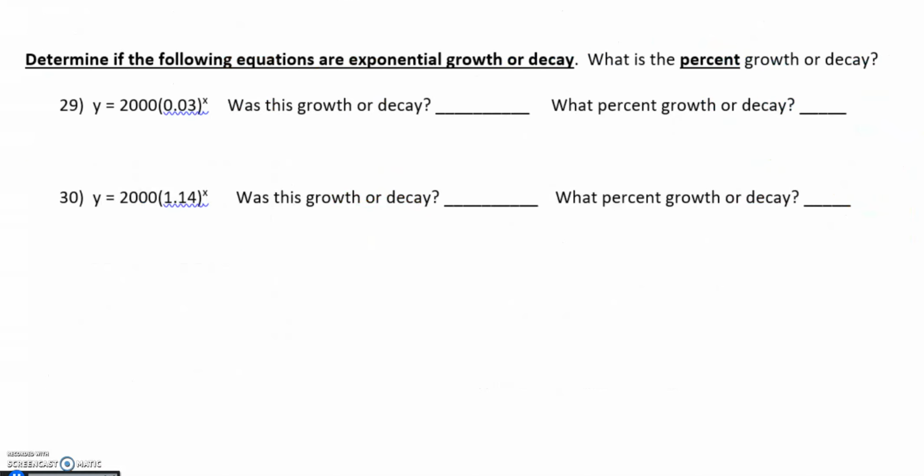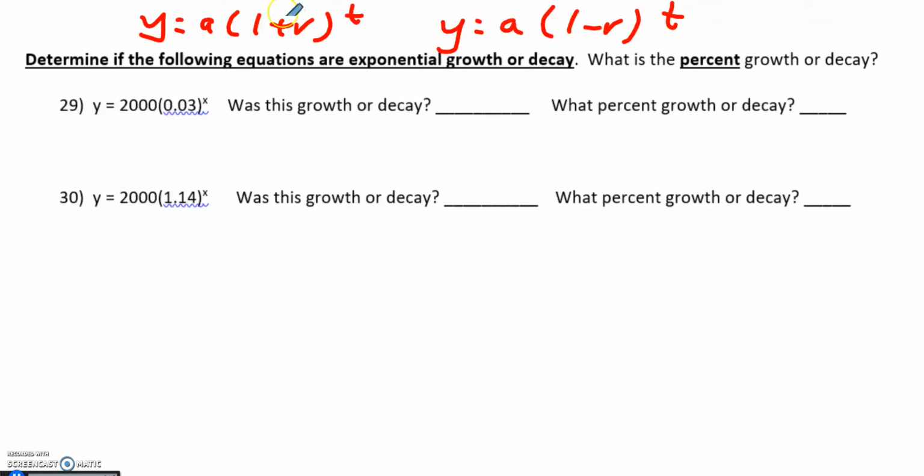Numbers 29 and 30. Determine if the following equations are exponential growth or decay. What percent growth or decay? So this was from our last unit. Remember that my growth equation looks like 1 plus r to the t, and my decay equation is 1 minus r to the t. So if the base is above 1, like this example, I know that it has to be exponential growth. But if the base is less than 1, like this example, this would have to be decay.